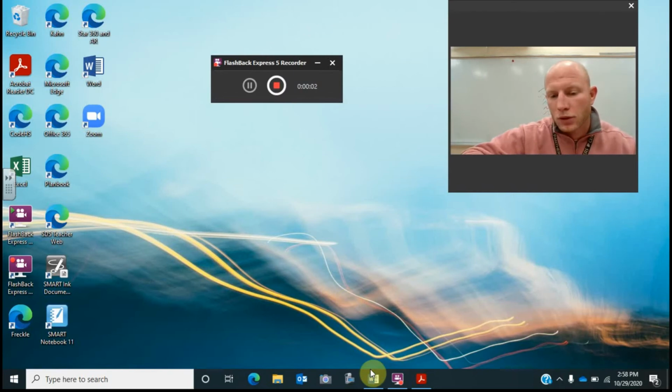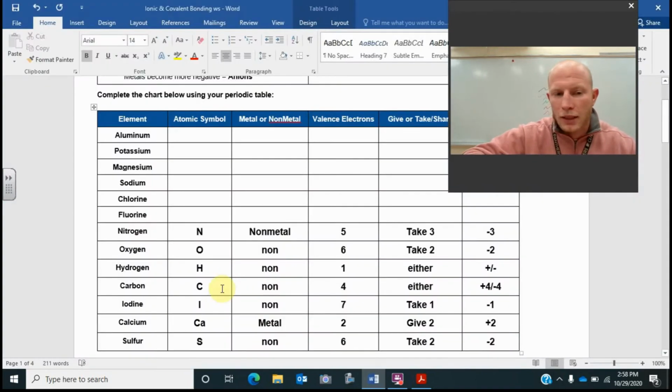Hey, eighth graders. So today you had this lower part of the table due. I have it filled out, so you can go ahead and check over your answers, see if you got them right, where you went wrong, things like that. These two right here are kind of tough: carbon and hydrogen.